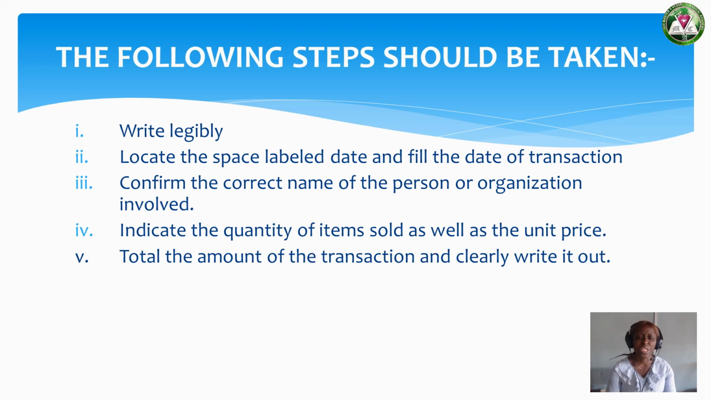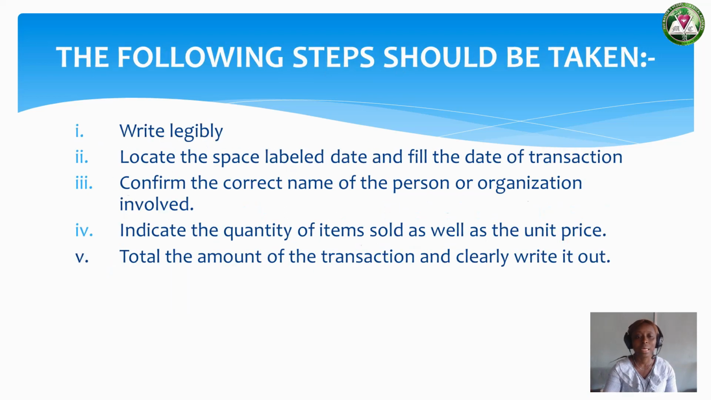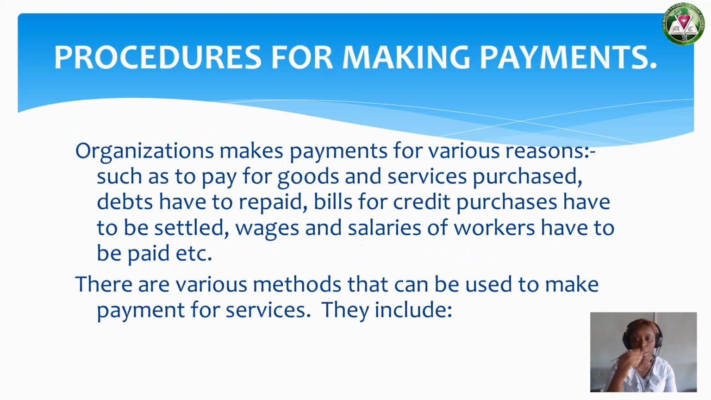Then, 3, you confirm the correct name of the person or organization involved. Then you write the name clearly. 4, you indicate the quantity of items sold as well as the unit price of the product. At the end of it, you total the transaction clearly and write it out. So that is the steps you should follow in making your bills or invoice.